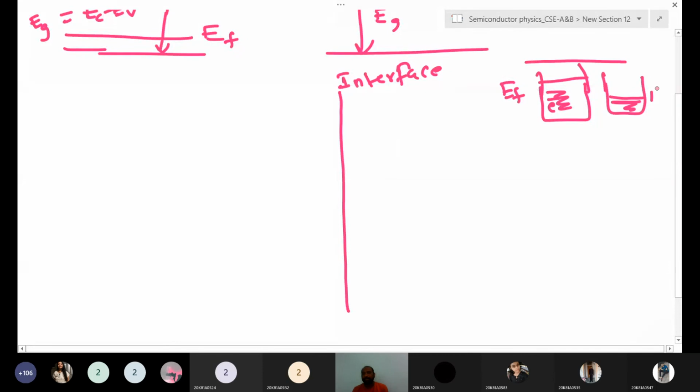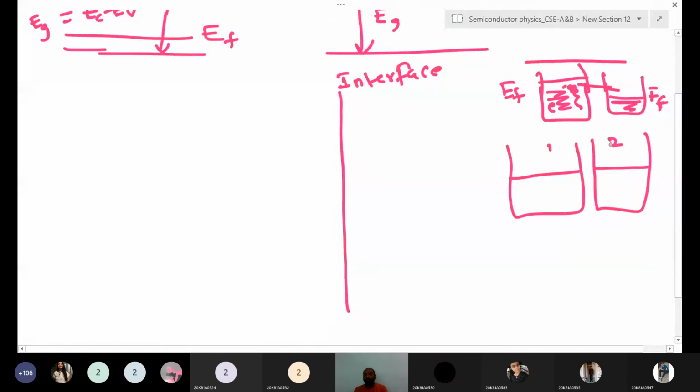When you combine these two, what happens? Here the electrons, or the water, are higher, so water will flow to the other beaker, and after that the water is equal on both sides. Then there is no flow of water from one beaker to the other. That means the water level is at some height, and it is at the same height in both beakers. Similarly, the Fermi level is also equal in both semiconductors at equilibrium condition.